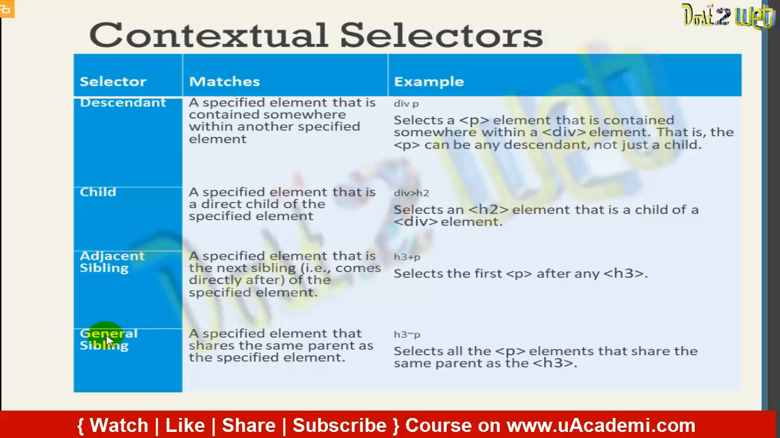The general sibling: if you want to select all paragraph elements used in your HTML document after the h3, and you want certain CSS to be applied to the paragraphs, then you use h3, the tilde symbol, and p. This way you can use the contextual selector.